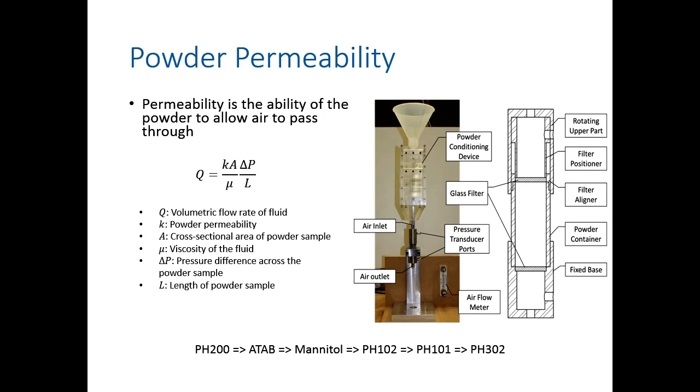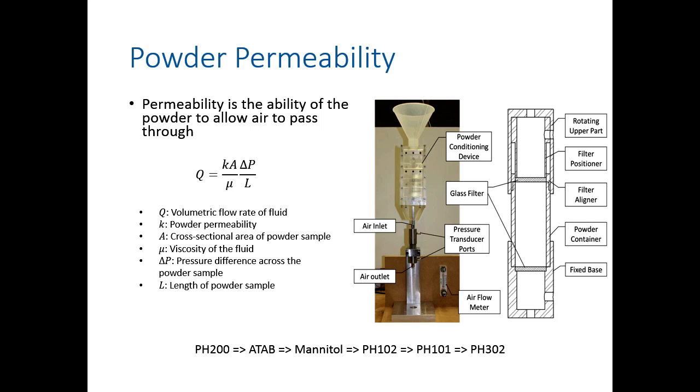In many of the powder processing operations, the powders are in contact with air, and air has a large influence on how the powders behave. In order to quantify the powder-air interactions, we use the powder permeability experiment, where we design the container, fill it with powder, and allow pressurized air to pass through the powder. Then we measure the differential pressure across the powder bed and use Darcy's law in order to calculate the permeability of the powder.